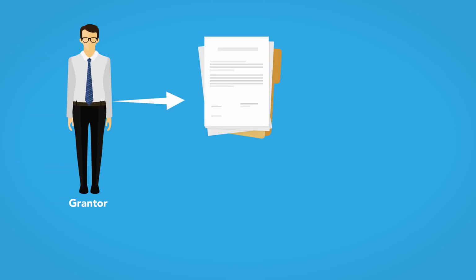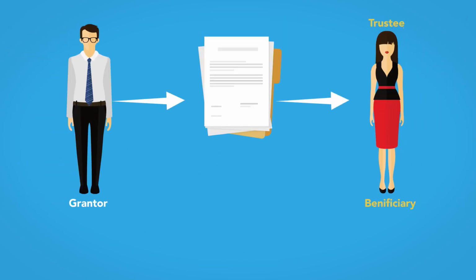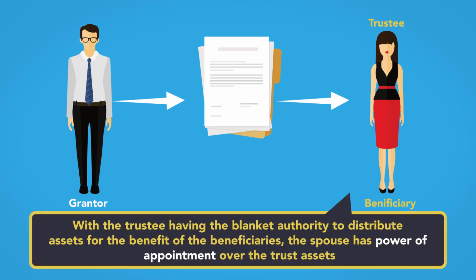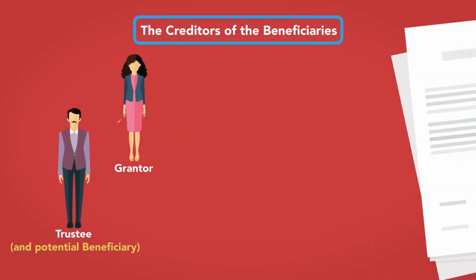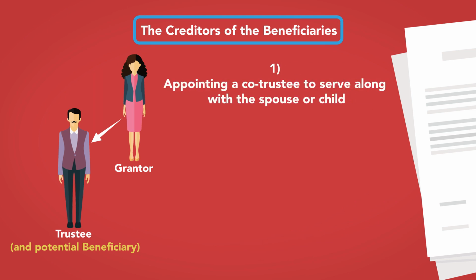So, for example, if one spouse establishes a trust and makes the other spouse the trustee and the beneficiary, with the trustee having the blanket authority to distribute assets for the benefit of the beneficiaries, the spouse has a power of appointment over those trust assets. Where the trust grantor would like to make her spouse or child the trustee and potential beneficiary, which is a common occurrence, this problem can be avoided in several ways, including 1. Appointing a co-trustee to serve along with the spouse or child, 2.